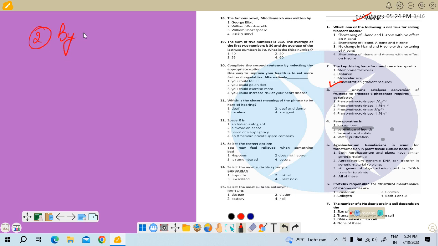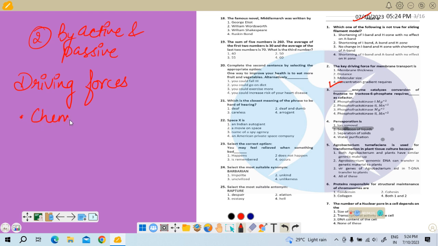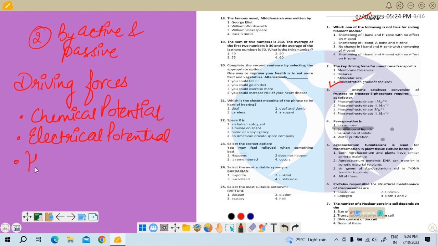So this is by active and passive means. So basically driving forces are chemical potential, electrical potential, then hydrostatic pressure.